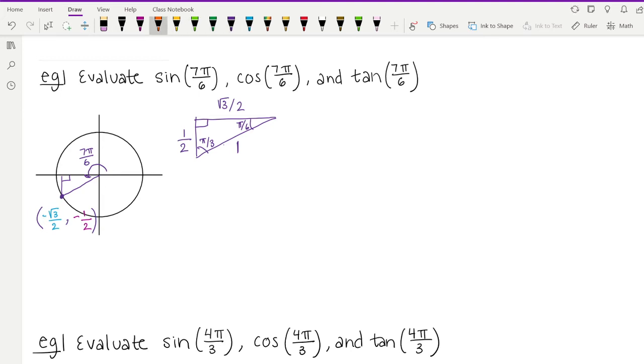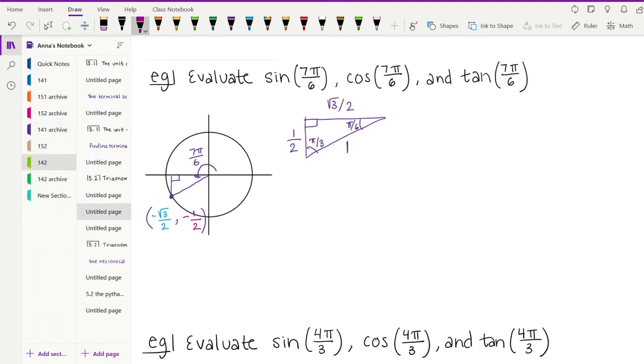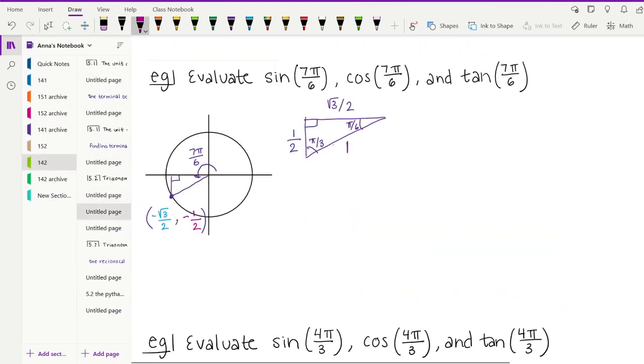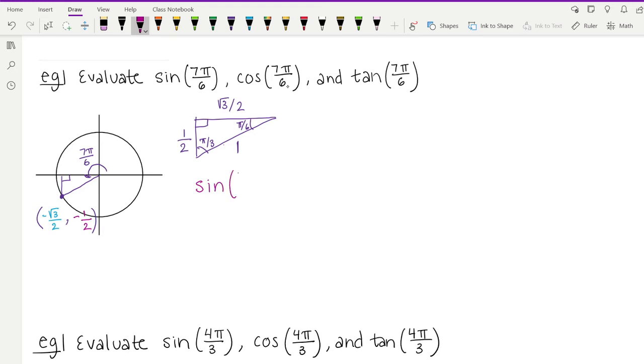Okay, so now we can apply what we learned on the previous page. So on the previous page, we learned that sine of theta is just the y coordinate of the terminal point, and then cosine of theta is the x coordinate of the terminal point. So we know that sine of 7 pi over 6 is the y coordinate of the terminal point, and we know that the y coordinate of the terminal point is negative 1/2. And then cosine, well, we know that that is going to be the x coordinate of our terminal point. So cosine of 7 pi over 6 is equal to negative square root of 3 over 2. So that's sine and cosine.